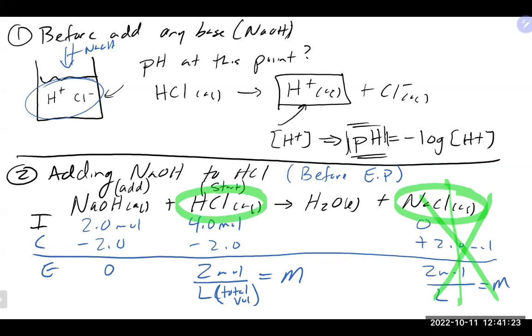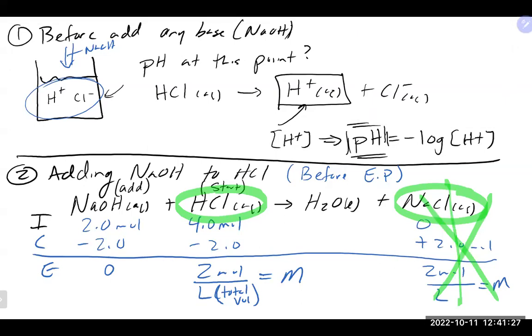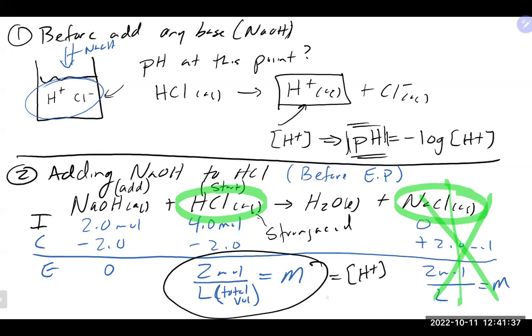That means really the only thing that we have left at this point is still our strong acid, which means basically we have the concentration of our H plus, which means you could then go into the pH equation, right? Minus the log of the H plus. And you can get your pH.